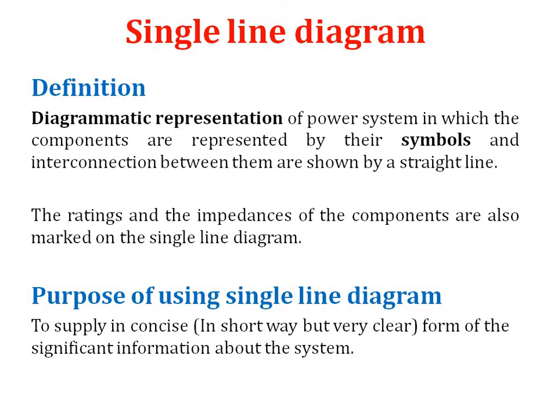Single line diagram, definition. A diagrammatic representation of a power system in which the components are represented by symbols and the interconnections between them are shown by straight lines. The rating and the impedance of the components are also marked on the single line diagram. The purpose of using a single line diagram is to supply significant information about the system.